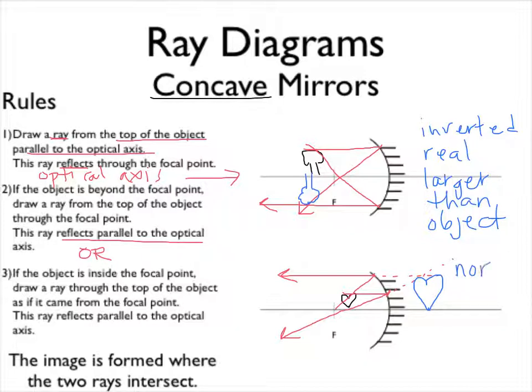It is upright, except now it is virtual. Because it is forming behind the plane of the mirror, you could not project this heart on a screen like we might do for a projector. And it is clearly larger. This one's obviously larger than the original.